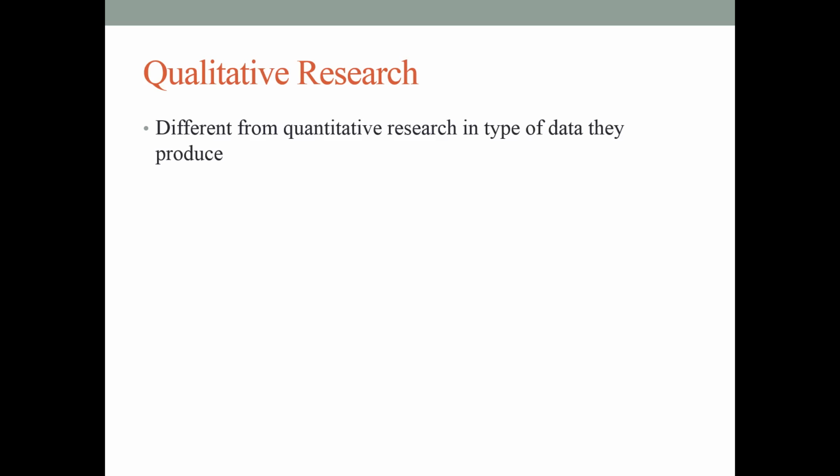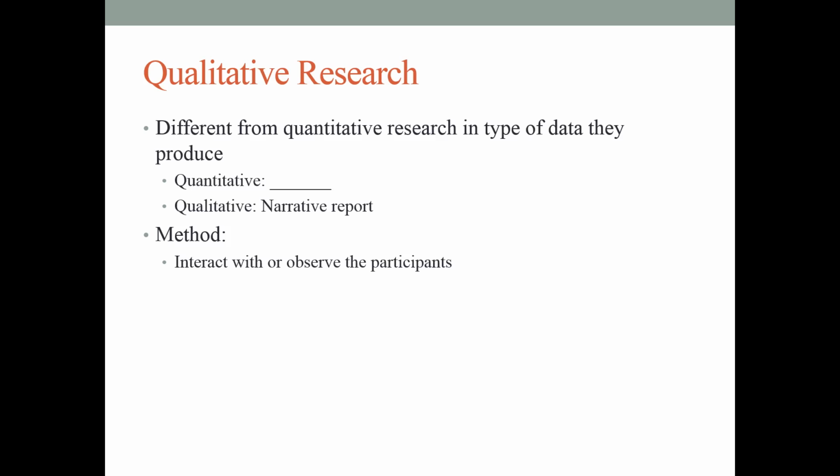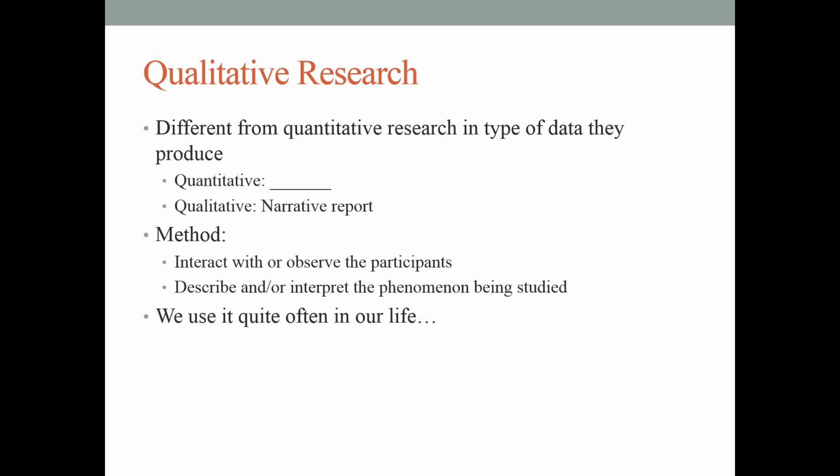Alright, so qualitative is different from quantitative, obviously, mostly in the type of data they produce. So quantitative, we produce what? Numbers, okay. For qualitative, however, they produce some narrative report. So in the method, they interact with or observe the participants. They describe and or interpret the phenomenon being studied.